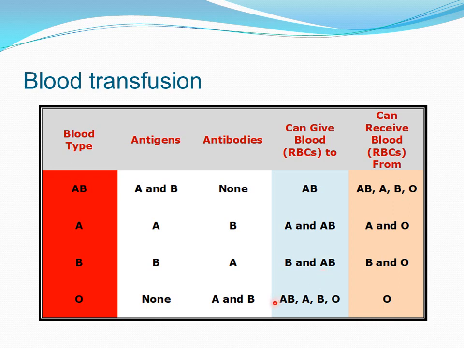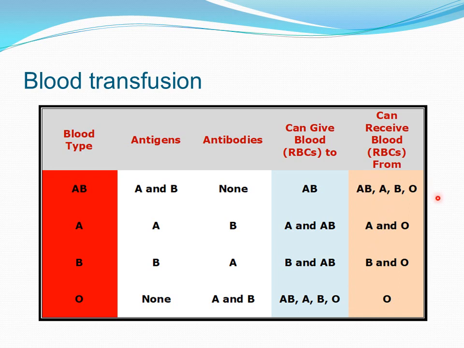Now last but not the least comes blood group O. This blood group O, having no antigens and having antibodies A and B, can give blood to AB, A, B and O. That is all the blood groups in the ABO blood group system. It can receive blood only from O. So it's the universal donor.